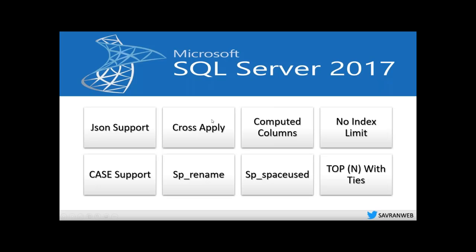In 2017, Microsoft came up with all these changes for memory tables. In 2019, I don't think they had any changes for devs to use. The first big one was JSON support. That means it supported LOB columns. Cross apply, TOP N with ties, and CASE support came for the stored procedures. That means memory optimized tables can actually run those statements.